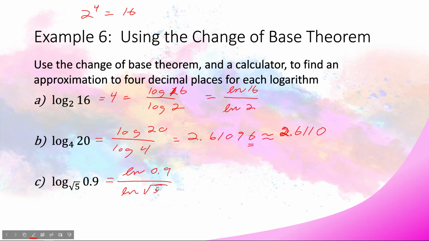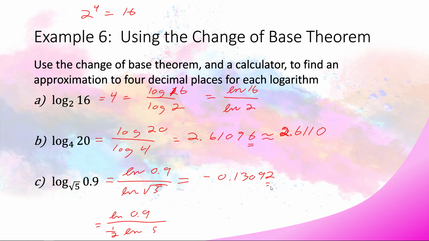Now, if you wanted to, you don't have to, and I actually don't advise it, you could rewrite that as the natural log of 0.9 divided by 1/2 the natural log of 5. But that's not really necessary. You can just go ahead and do it like this. And if you did, you would get an answer of negative 0.13092. Since the 5th place is less than 5, this would round to negative 0.1309. And that is all for that example.